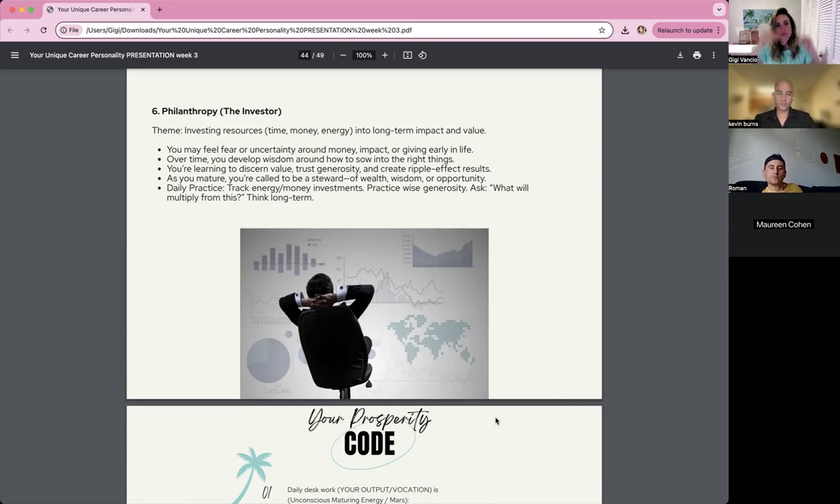And then it goes through the spectrums. So does that land for you, Maureen? For the philanthropy investor for your maturing energy? Yes. Yes. Anything you'd like to add?